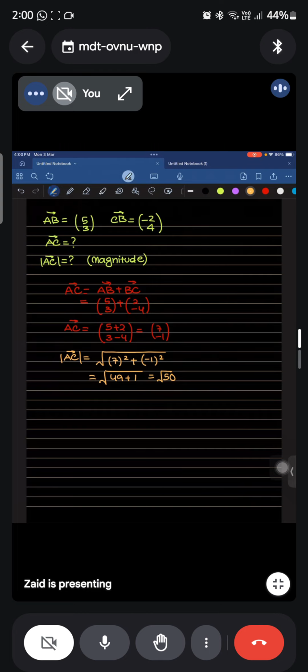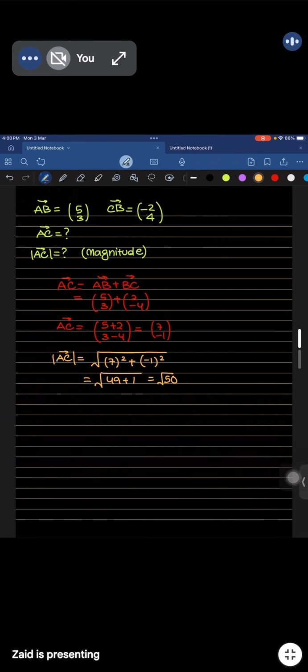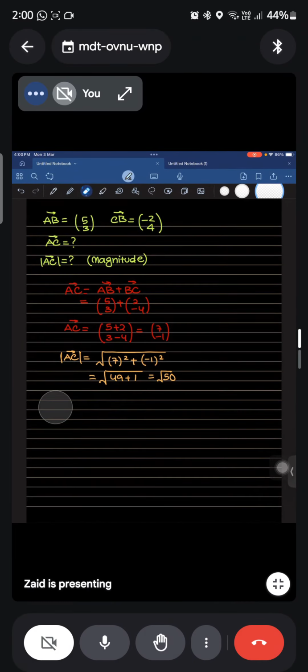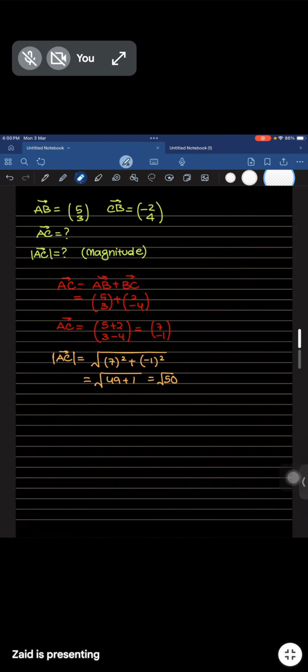This is the symbol for magnitude. The value, the length. This is the symbol for magnitude, and this is for vector. That vector AC has a magnitude, or length, of root 50. Okay. This was question number 1.